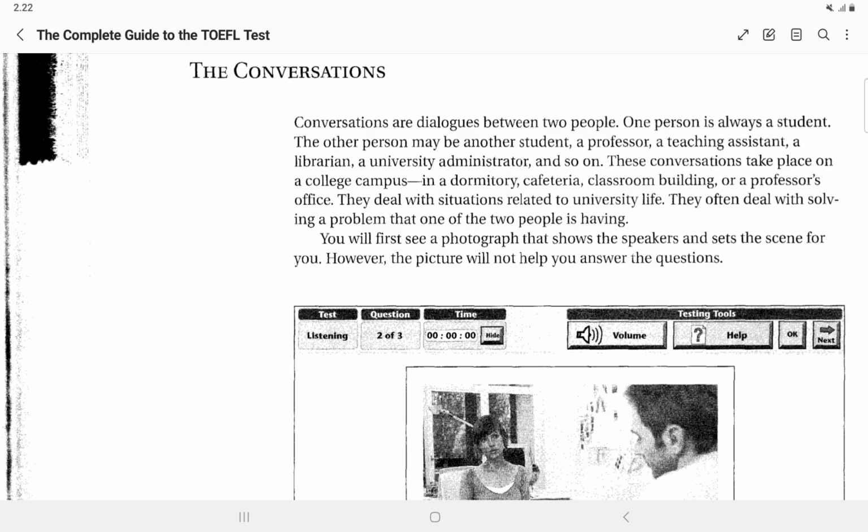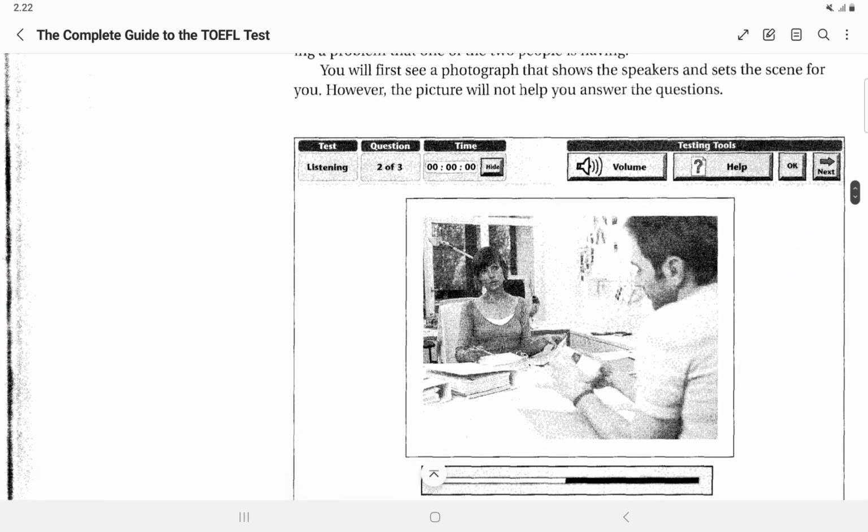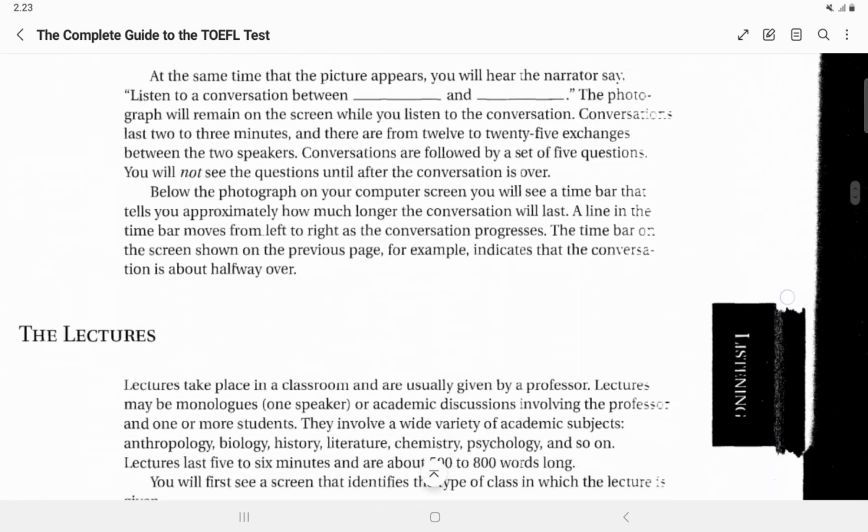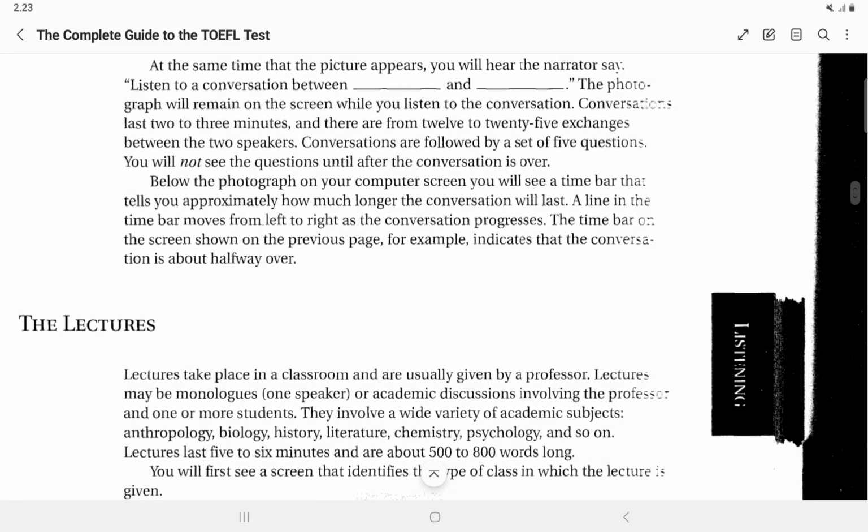They often deal with solving a problem that one of the two people is having. You will first see a photograph that shows the speakers and sets the scene for you. However, the picture will not help you answer the questions. At the same time that the picture appears, you will hear the narrator say, listen to a conversation between so-and-so and so-and-so. The photograph will remain on the screen while you listen to the conversation.